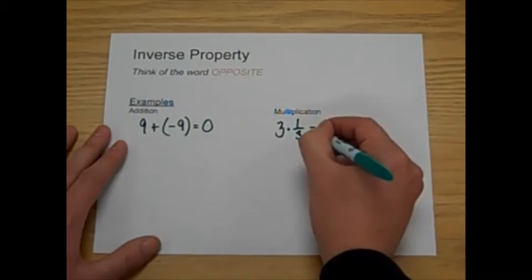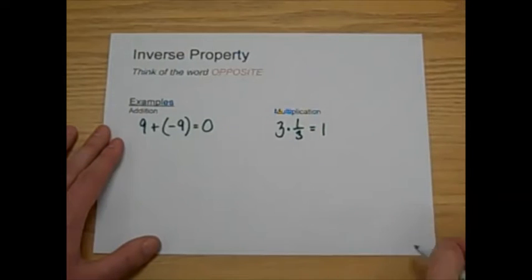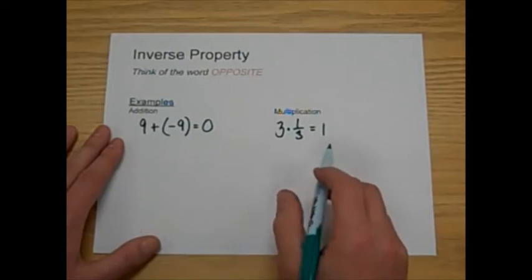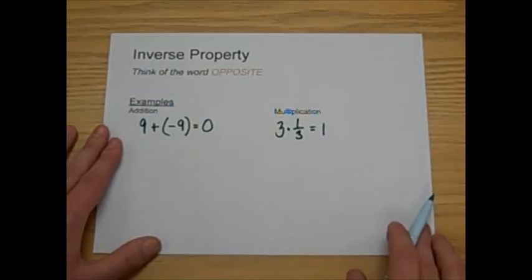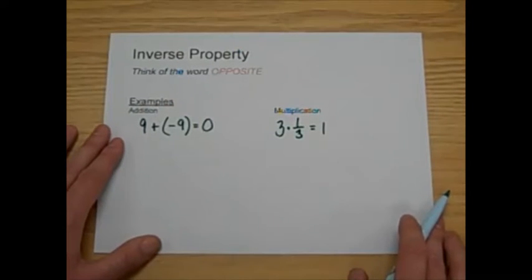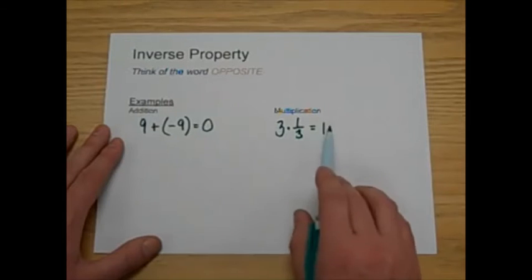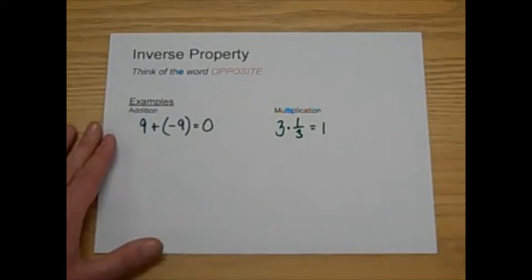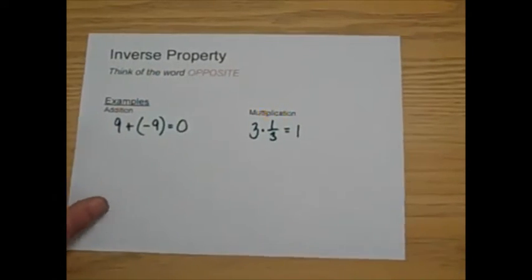3 times 1/3 equals 1. So I undid what I started with. Now if you end up with 0 or 1 when you're looking at these properties, most likely it will be the inverse property. Not always, but most likely it will. 0 means it's the addition part, 1 means the multiplication. So for inverse, think of the word opposite.